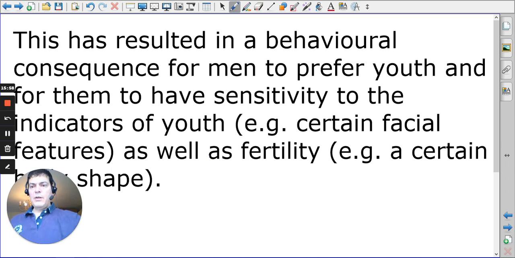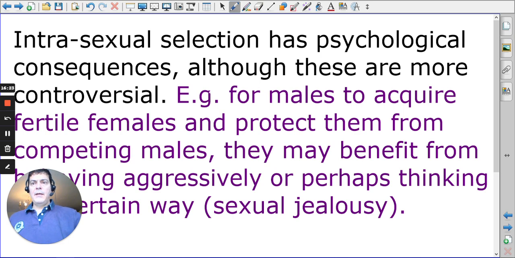So this could be explained in terms of Buss's study, the idea that males prefer youth and females prefer resources. Because if I've got this precious egg inside me, then of course I want to make sure that I choose the best partner.